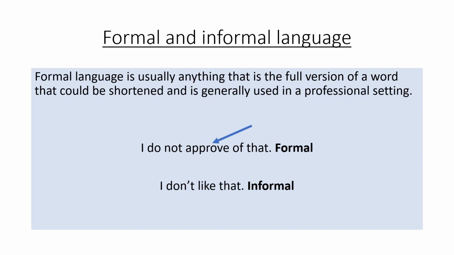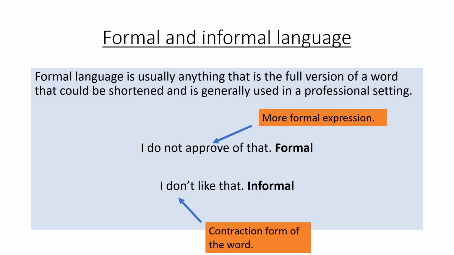So we've got our first example here. I do not approve of that. It's very, very formal, and for 2 reasons here we can see we've used a more formal expression, a more formal word here with approve. Okay, you could have just said like, but instead you've used the word approve. Now with informal, we've used a contraction form of the word. So it used to be I do not like that, but we've shortened it to don't.